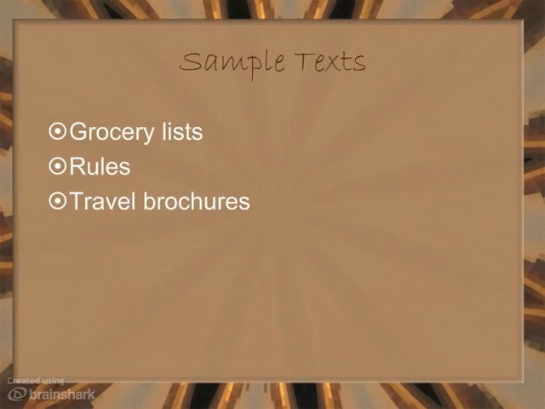So in the real world, you use this text structure when you're writing grocery lists, which could be done as bullets. You could be looking at rules for if you were joining a gym. Or if you're looking at travel brochures, it could be listing details on the brochure.